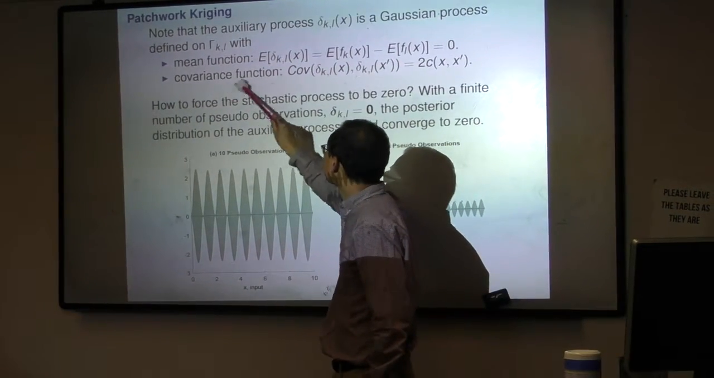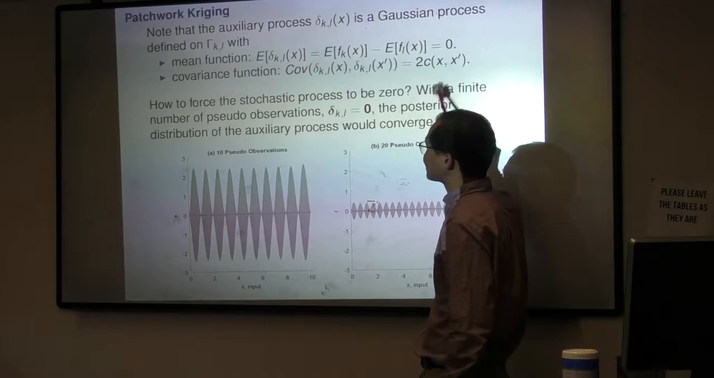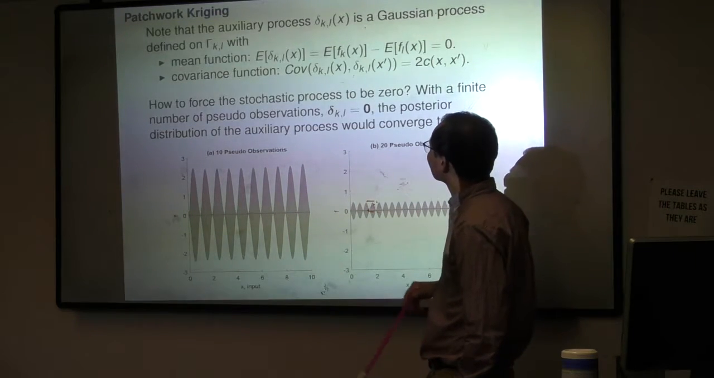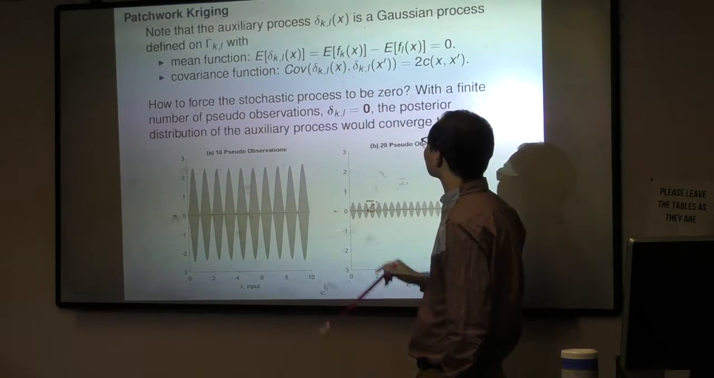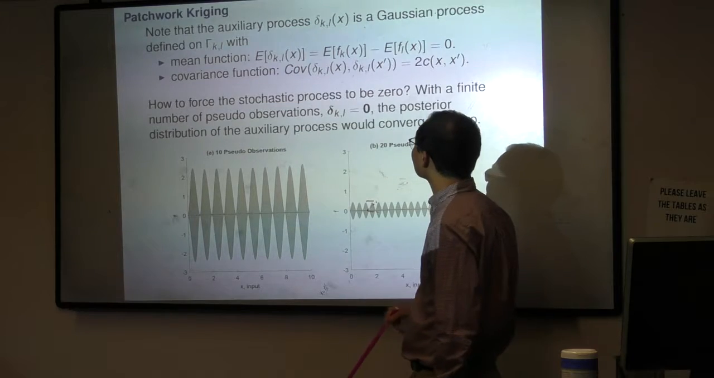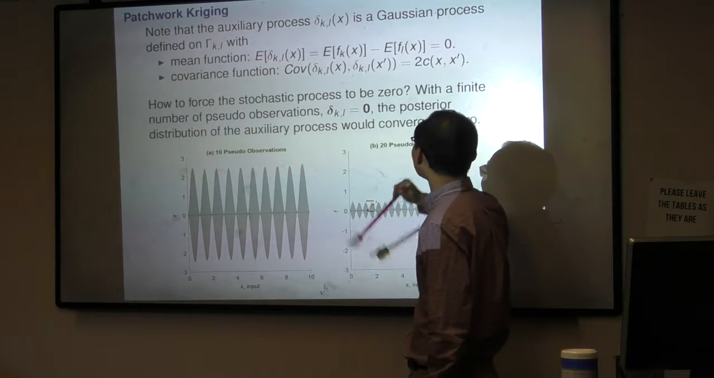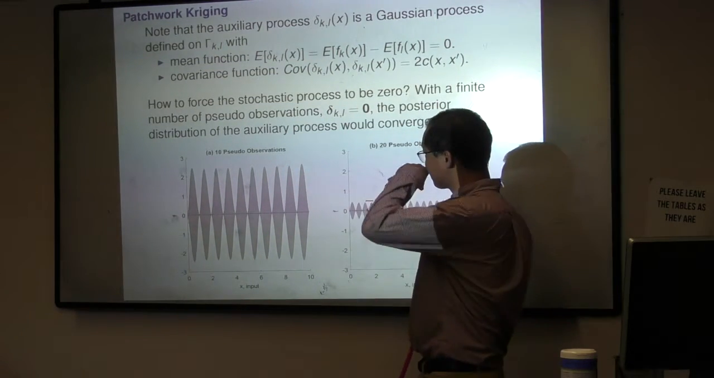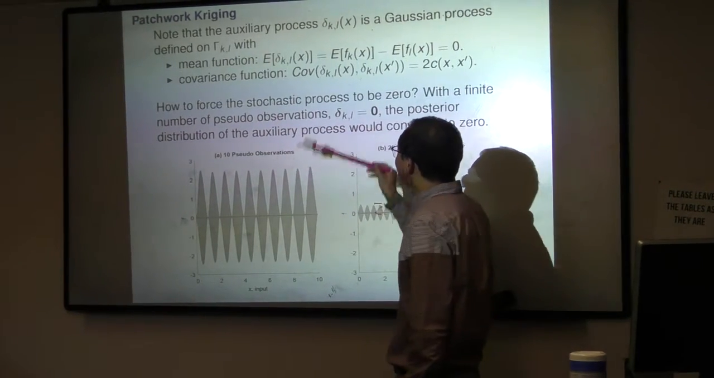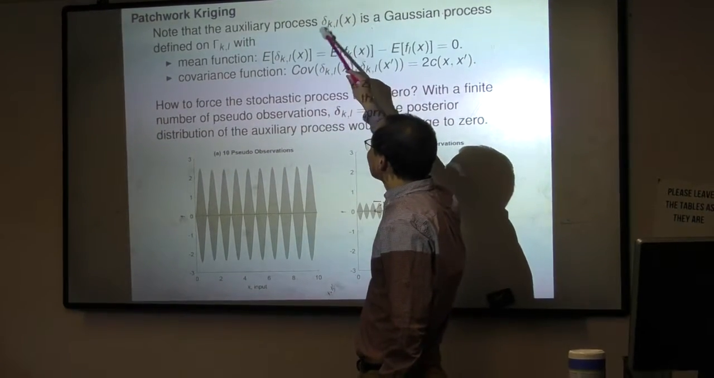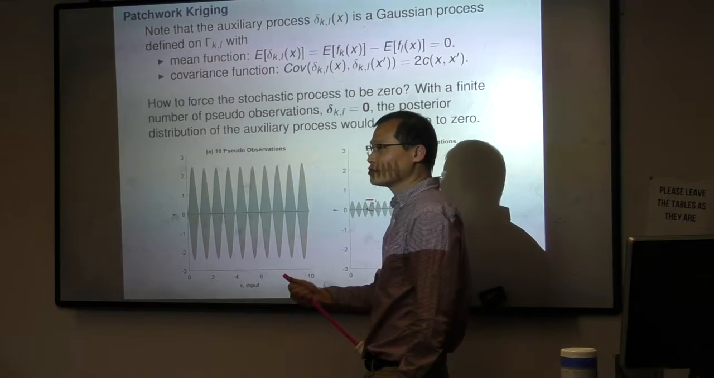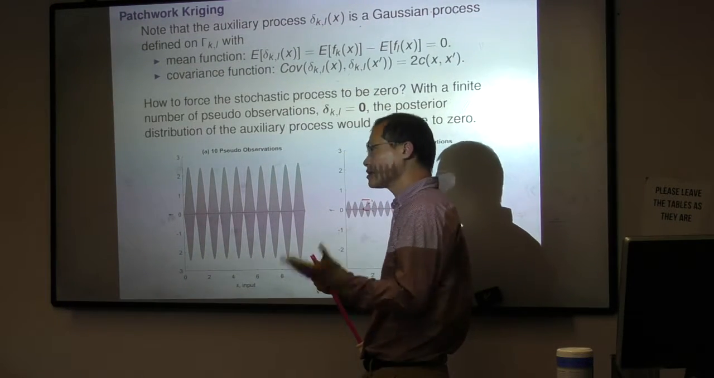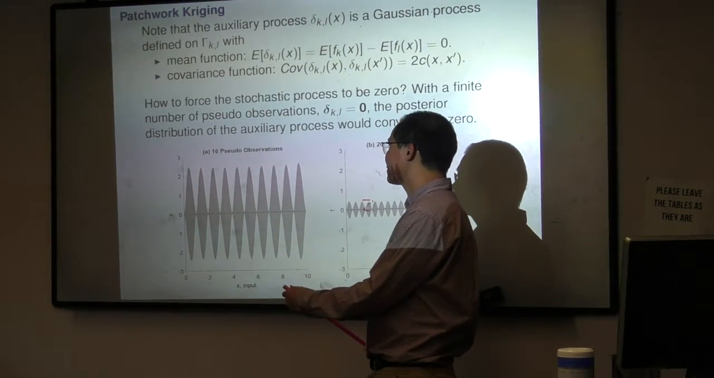But the covariance is like double the original covariance function, so you can easily derive this, just using the property of the covariance and the definition of the delta. Then the problem with the delta is how you force your stochastic process to be equal to 0, and that's more of an issue, right?